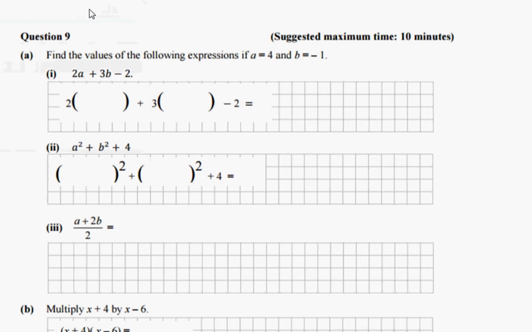So what we have here is this, guys, okay? Find the following values for the following expressions, okay? So the first thing we gotta do is put in the values. So what do we get, Kenny? 2 times 4, 3 times minus 1 minus 2.